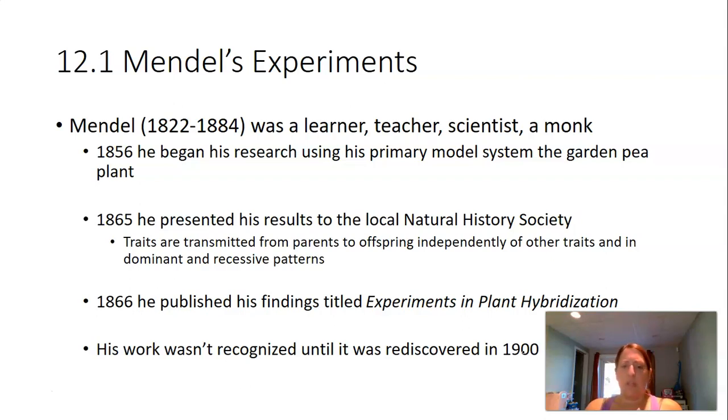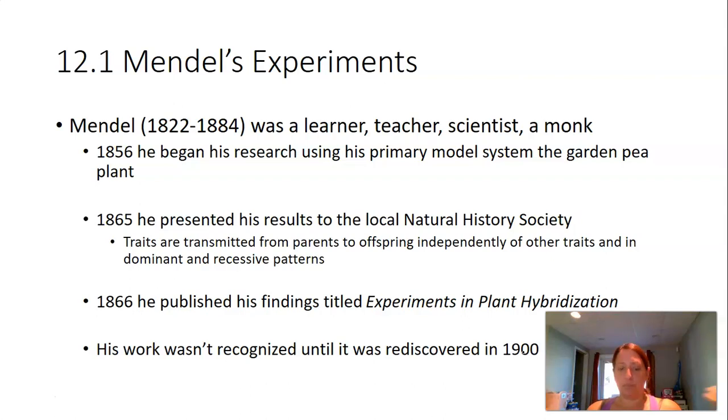And what he found is that traits are transmitted from parent to offspring, right, independently of other traits. So your gene that codes for eye color is going to be transferred independently of your gene that codes for the enzyme catalase. Okay, those are two different genes coding for two different things, and they would be transferred independently of each other.